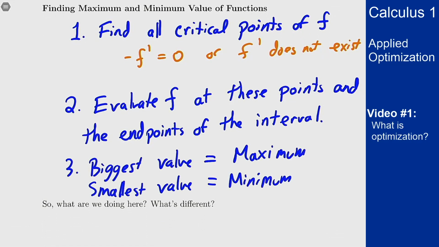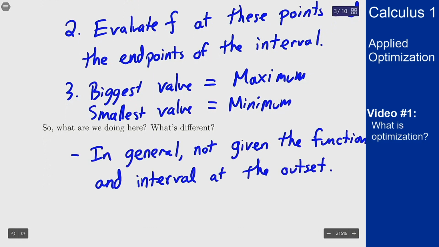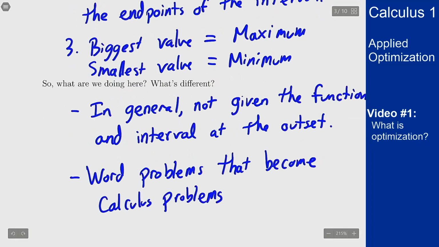What's the difference with optimization problems? Well, the main difference here is that you're probably not going to be told the function and the interval at the outset. Part of the problem is working towards figuring out what is the function and what is the interval in which I'm optimizing this function. Basically, these will be word problems that you have to then decipher into what is the function, what is the interval, and then you can solve the calculus problem to get to an answer. Let's see what an example of that looks like.